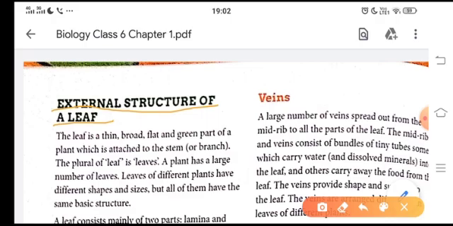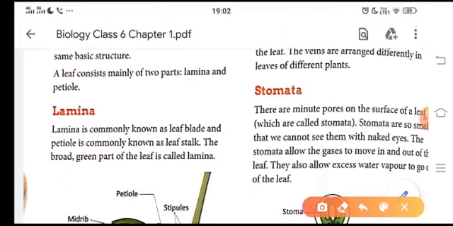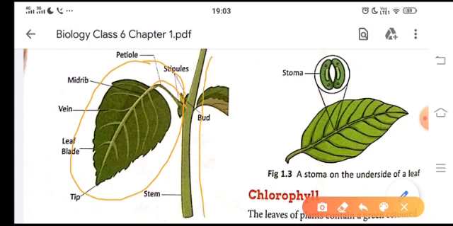So a leaf consists of two main parts, the lamina and the petiole. Children, see the diagram. This green broad part of the leaf is known as lamina, or you can say leaf blade. Now, this thin structure which makes this leaf attached with the main stem is the petiole. Now, this petiole also helps in translocation.